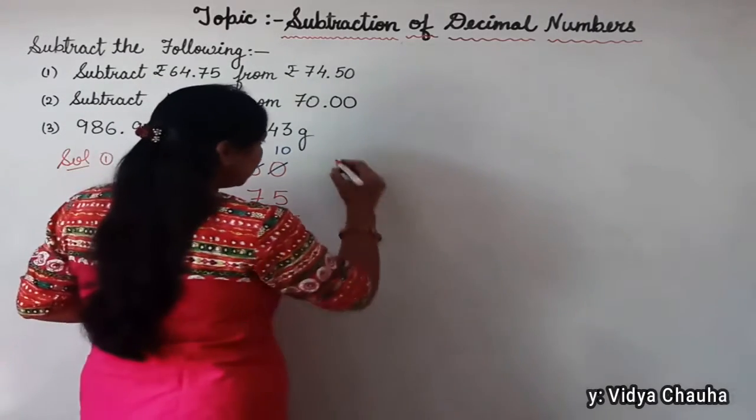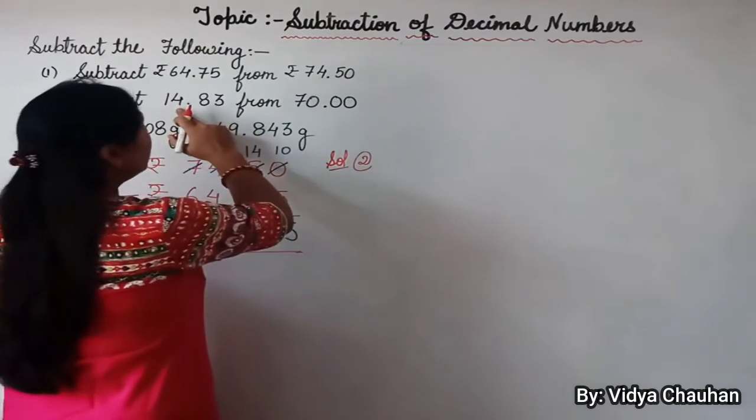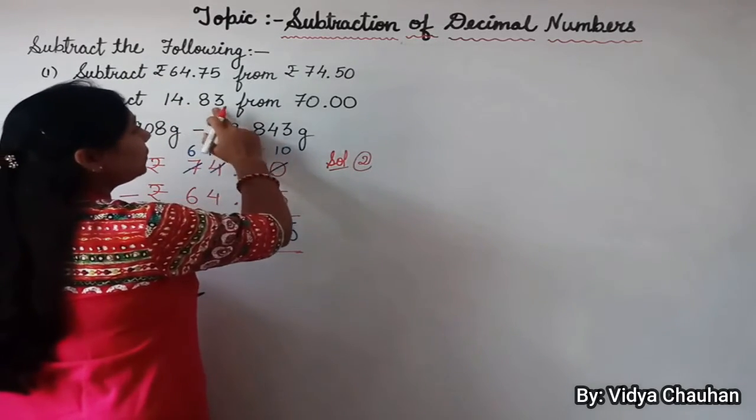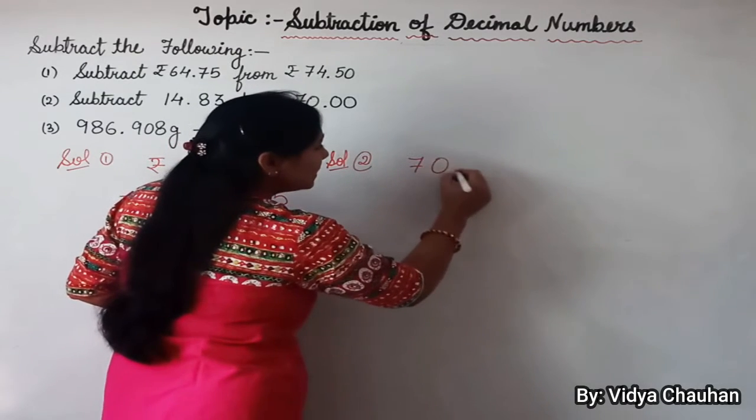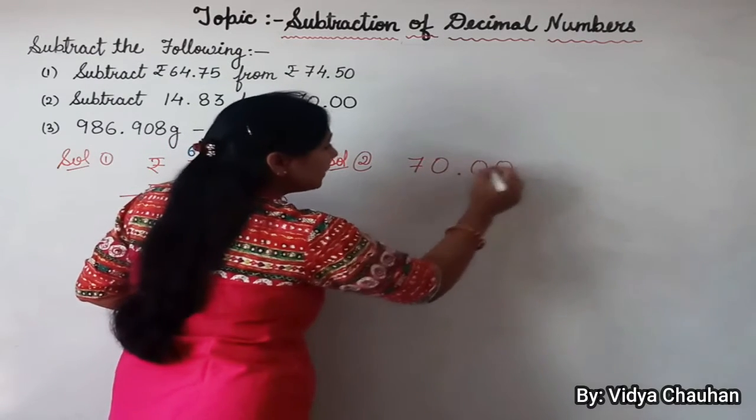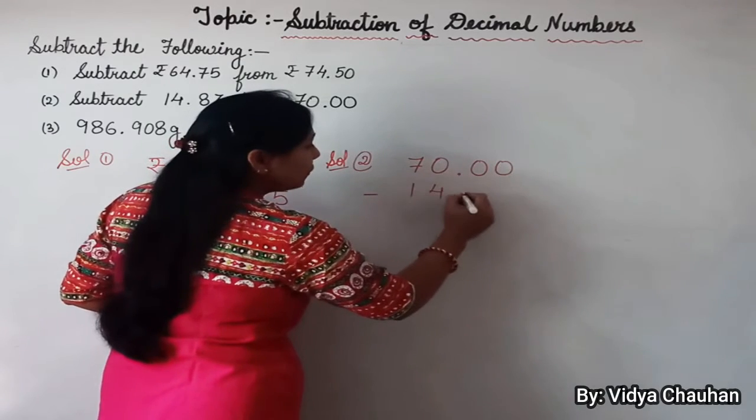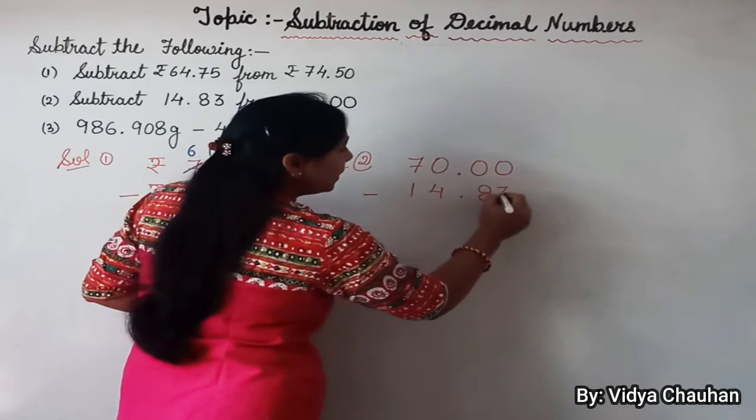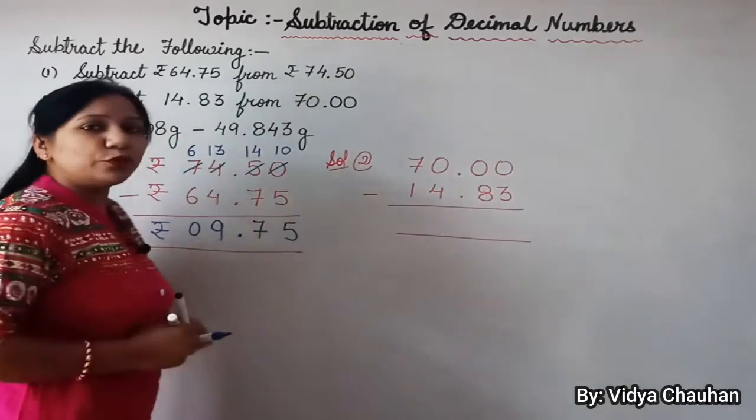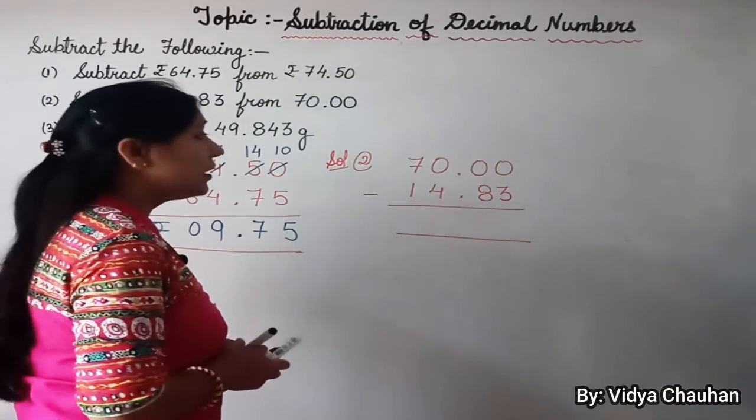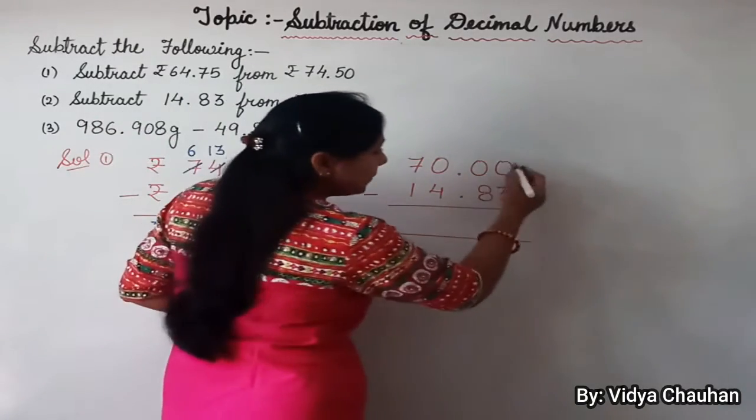So solution number 2. Now you have to subtract 14.83 from 70. So once again, that means 70, which is 70.00, minus the smaller value, which is 14.83. So you have to subtract these two numbers. Now 70 minus 14.83. So let us subtract the value.